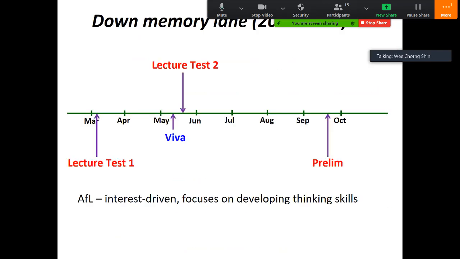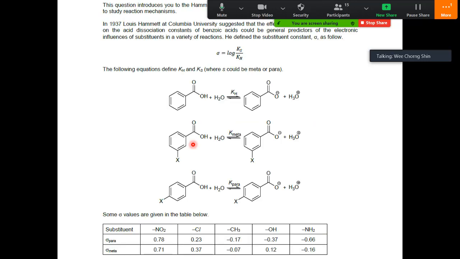Just to share with you, in the past we used to have various checkpoints like lecture test 1 for our H3, and our assessment for learning is really interest driven and focused on developing thinking skills. Due to COVID, we really can't conduct Viva. I think some of you were involved in our Viva in the past. It will be interesting to see how the students tackle questions, especially NMR and UV aspects in structural elucidation. Even before the stimulus-based question came out, we also set related questions before.